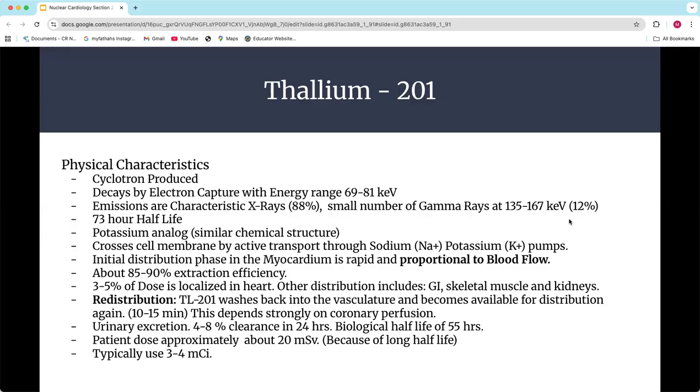You'll notice on here, the reason that's interesting, especially with thallium, is that the energy range of thallium is 69 to 81 keV. That's low. Think of tech. Tech is 140. So this is a lot lower. And what you'll notice here, 88% of the emission that comes off of thallium is actually characteristic X-rays. Gamma rays, which have 135 to 167 keV, are only about 12% of them.